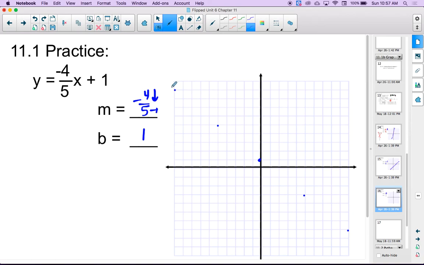Okay, now we have a nice graph we can connect here. Let's see how I can do this time. All right, not too shabby. And we have our graph for y equals negative 4x plus 1.